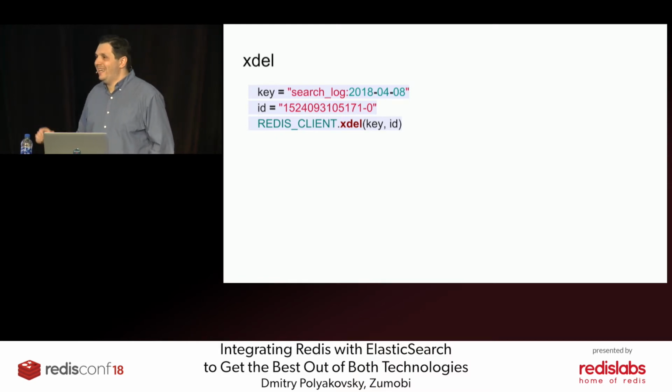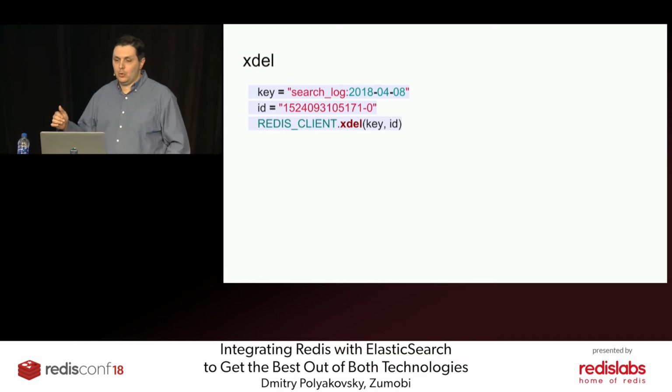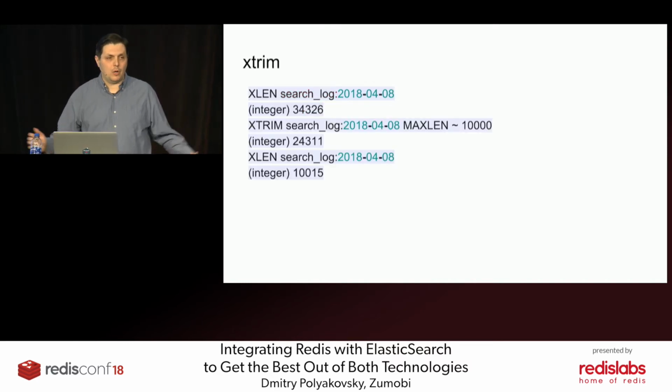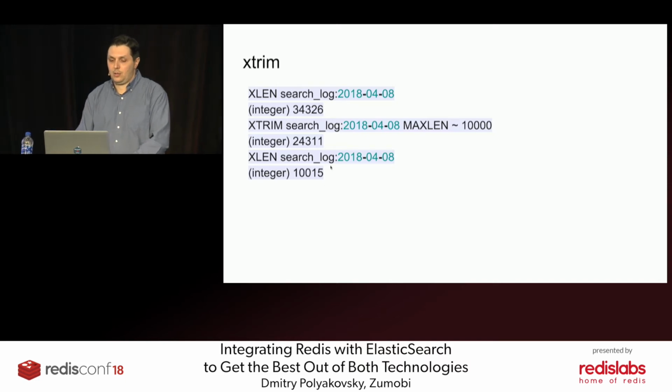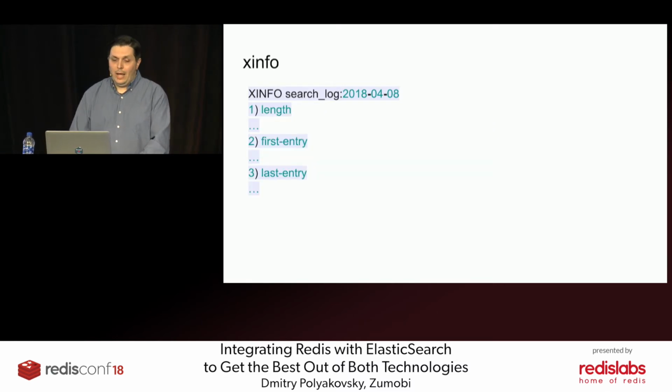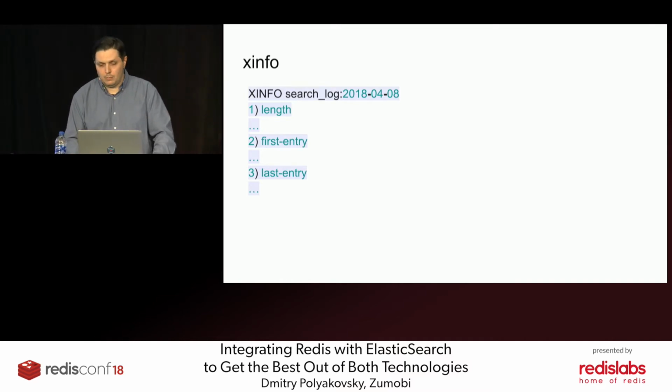XDEL gives the ability to delete an individual item in a stream. So you specify the key of a stream, a date search log, and then an individual ID, and you can remove just one item. XTRIM allows you to shrink it a little bit, so you only keep 10,000 items in this case. You can use the same option with MAXLEN and tilde, and see here I said trim it to 10,000, but it actually trimmed it to 10,015. So there was a little bit of leftover. But having that tilde operator improves the performance, so it just depends on what you need. XINFO gives you basic stats about the stream, like the size, last item, first item, and so on.